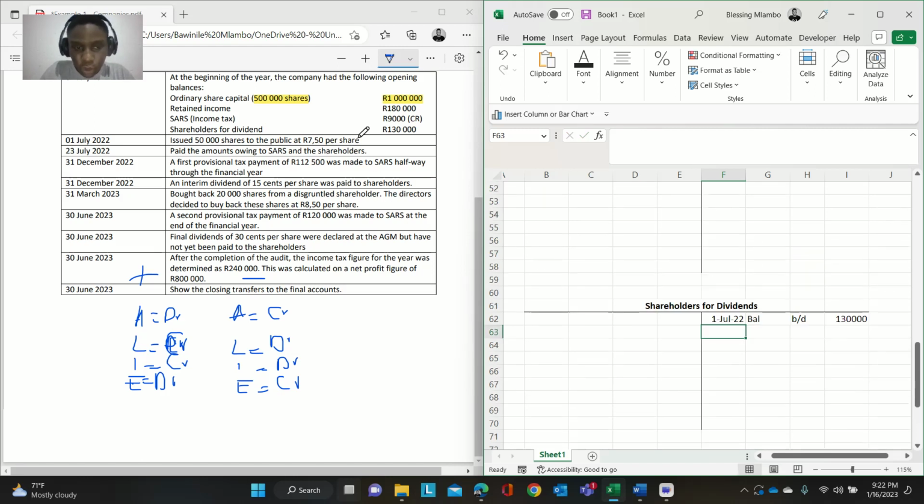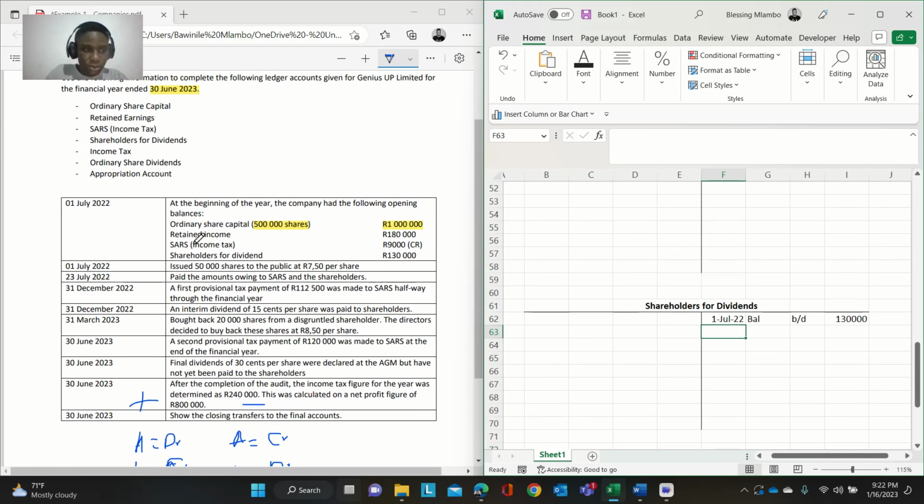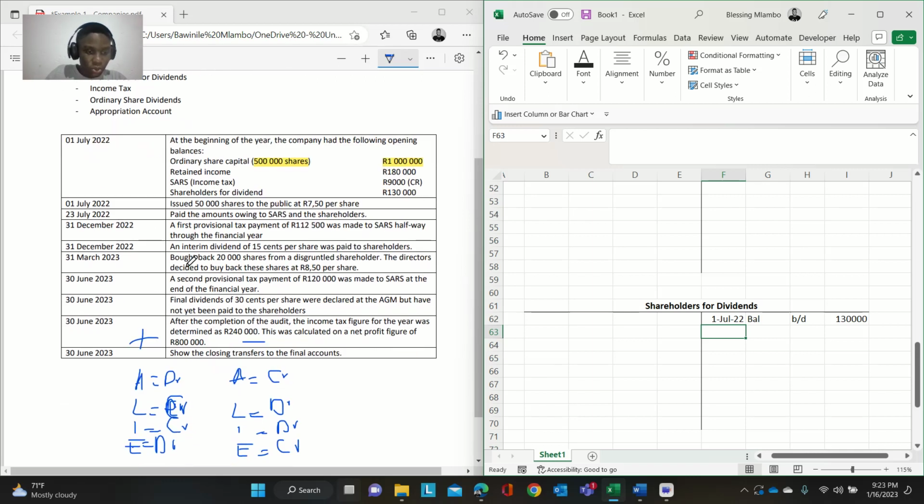Right? So we're done with our opening balances. We're done with our thinking process of our opening balances. Let's go to a transaction on the 1st of July 2022. So they say the company issued 50,000 shares to the public at R7.50 per share. So the company issued 50,000 shares to the public, right?